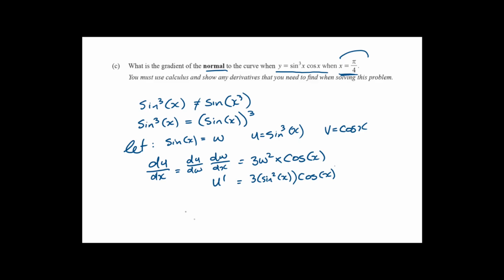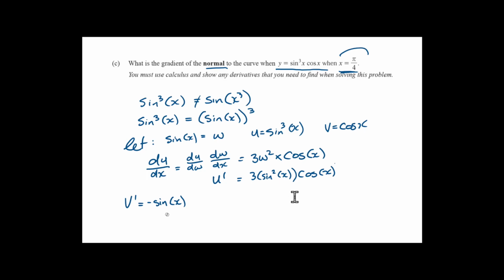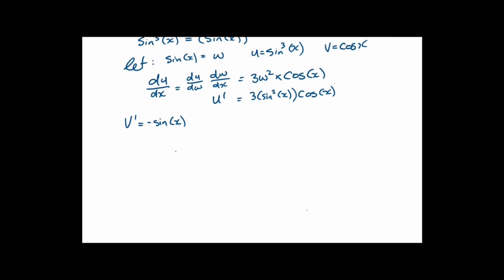Call that u dash. Now we've got v. We need v prime. I keep saying dash. And when we differentiate cosine of x, we get negative sine of x. So now we have enough to differentiate this. So we're going to use the product rule. So dy dx is going to be equal to u dv dx plus v du dx.